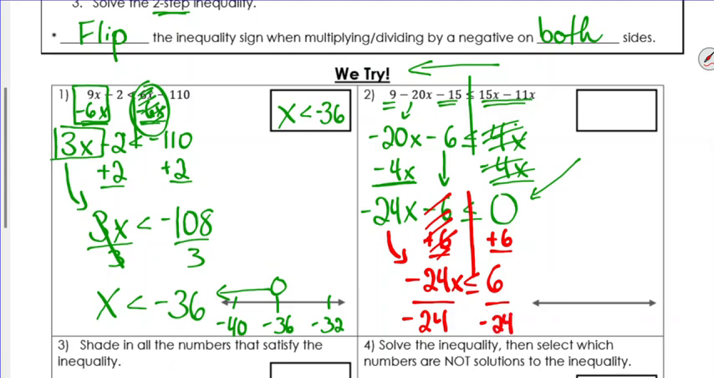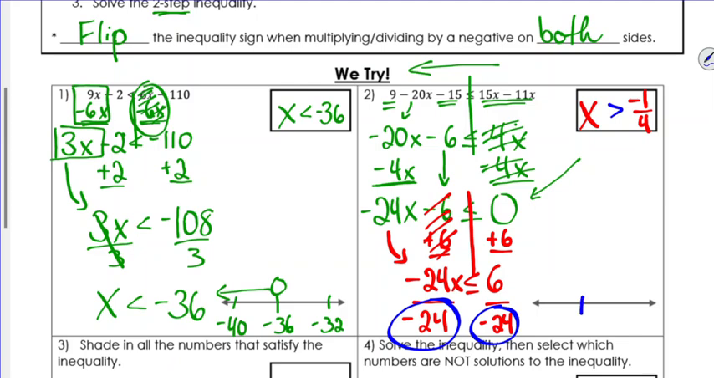Divide by negative 24 on both sides. Make sure you include the sign when you divide there. It's divided by negative 24. So we get x on the left side by itself. We get negative 1/4. If you'd like to write that as a decimal, that's fine too. If you write negative 0.25, that's okay also. And we divided by negative on the left and on the right, so we have to flip the sign. So x is greater than negative 1/4.